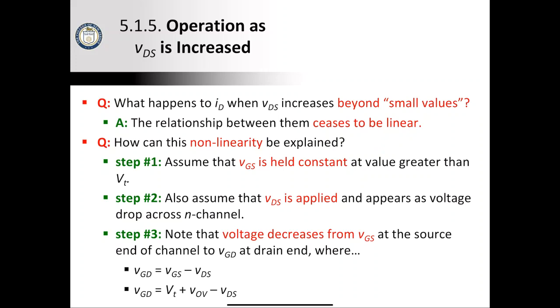So now what happens to ID when VDS increases beyond the small values? Remember we said we were going to move on to the next step where VDS is much, much greater than 0, or greater than 50 millivolts. The relationship between them ceases to be linear, and what that means is for larger values of VDS, we're no longer going to be able to define this nice resistance RDS value, right? Our resistance implies a linear relationship between V and I, which we're not going to have anywhere beyond those very small values. So how can this nonlinearity be explained?